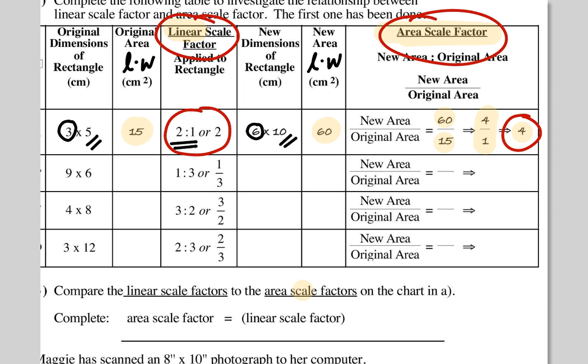Okay, 9 times 6, the first area is 45. The linear scale factor is 1 to 3. You can see that the first number is smaller than the second number, so this is a reduction. So you need to multiply by 1/3. Multiplying by 1/3 is the same thing as dividing by 3.